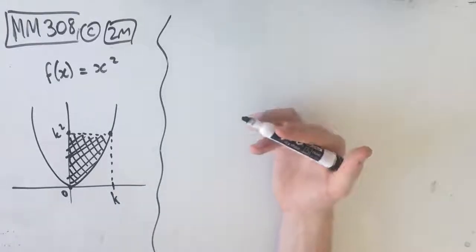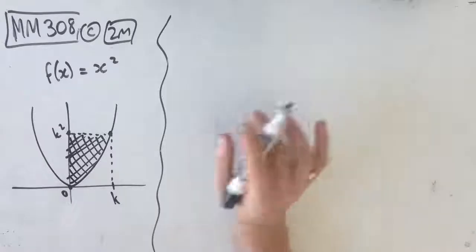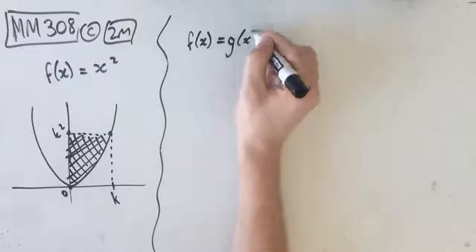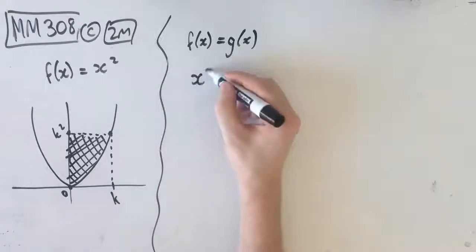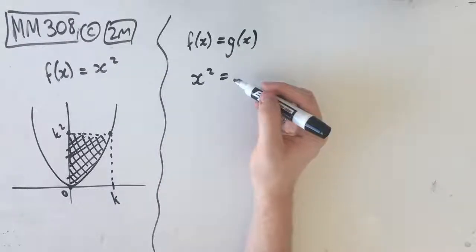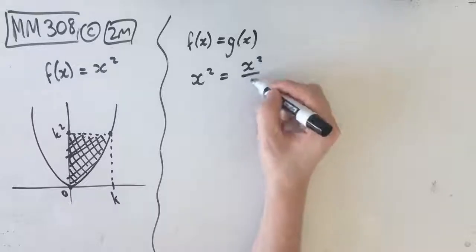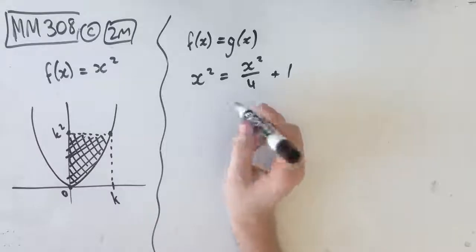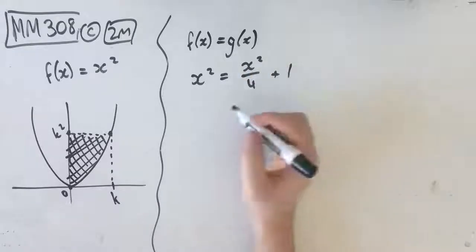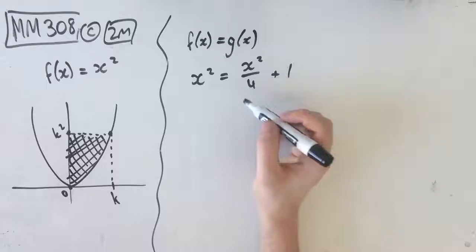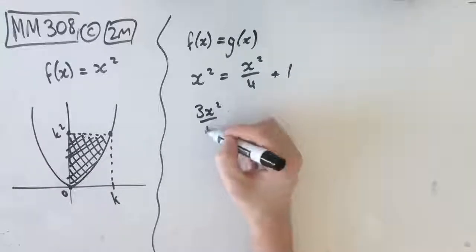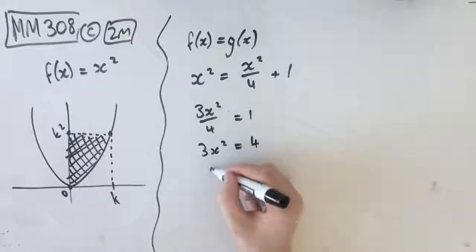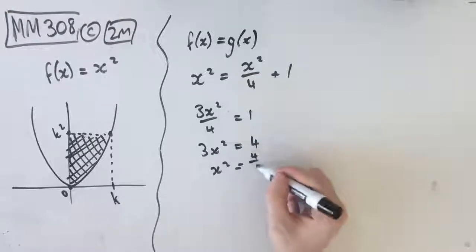Awesome. So as soon as we see find the coordinates of points of intersection, we need to make the graphs equal each other, right? So we're going to say that f of x is equal to g of x. We know f of x is just x squared. And we know from the previous question that g of x is equal to x squared on 4 plus 1, right? So to find the points of intersection, we're going to need to solve for x first, okay? So we're going to minus x squared on 4 from both sides. So we're going to get 3x squared on 4 equals 1. Multiply both sides by 4, we get 3x squared equals 4, x squared equals 4 over 3.